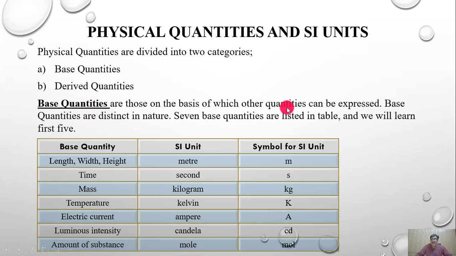Base quantities are 7, which are listed here in the table. Mostly we will see the first 5 in this syllabus. Base quantity length, or you can say width or height. The SI unit for this is meter. The symbol for the SI unit is m. Similarly, time, the SI unit is second. The symbol for second is s. Mass is given, temperature is given, and many other base quantities are given.